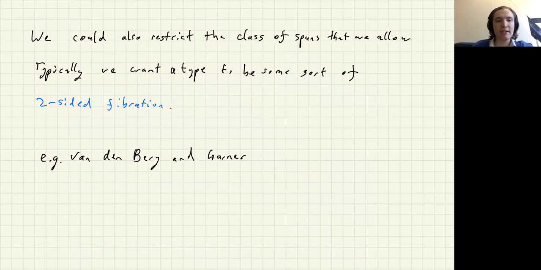And we don't necessarily have to look at all the spans. Often we would like to restrict our attention to a specific class of spans. And typically the spans we're interested in are the ones that behave like two-sided fibrations. So in the paper of van den Berg and Garner, which I mentioned earlier, this is basically what they do. They start off with a category with a notion of path object, and then they look at the spans whose legs are fibrations.